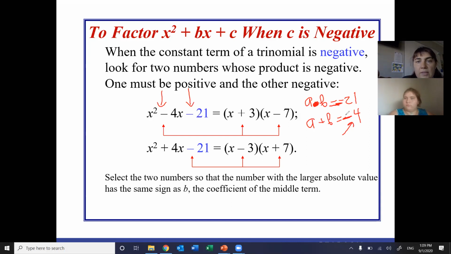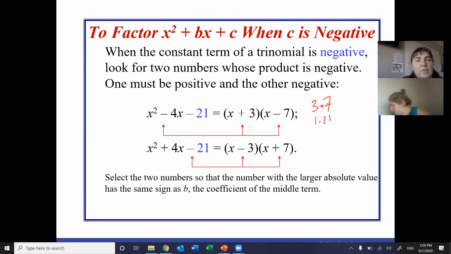So let's think. Okay, let me erase this. Which two numbers multiply to 21 first? 3 and 7, or 1 and 21, but that's kind of far-fetched. Okay, so 3 and 7. One is positive, the other is negative. So which needs to be positive, which needs to be negative to get minus 4? Yep, so it's going to be minus 7 plus 3, which is minus 4, right?